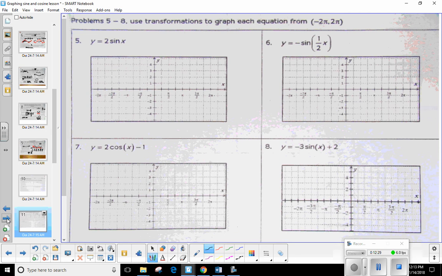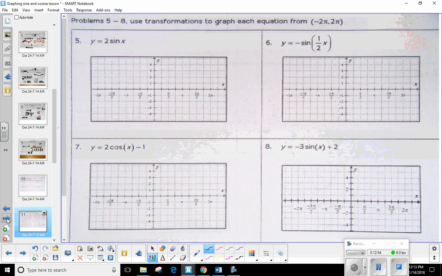Well, what do we got for our next section? 5 through 8, use the transformations to graph each equation. Okay. So this is just what we were doing. Which one would you like to look at together? Numbers, I heard 6, I heard 8. Okay. So let's see, how many people want 6? How many people want 8? Okay, so way more hands going up. All right, so we'll do 8.